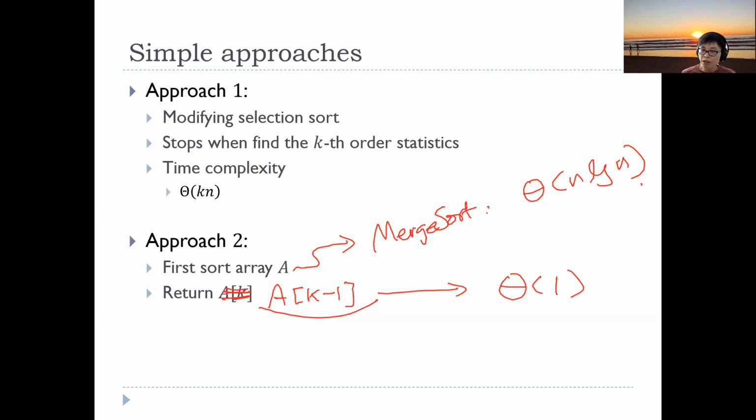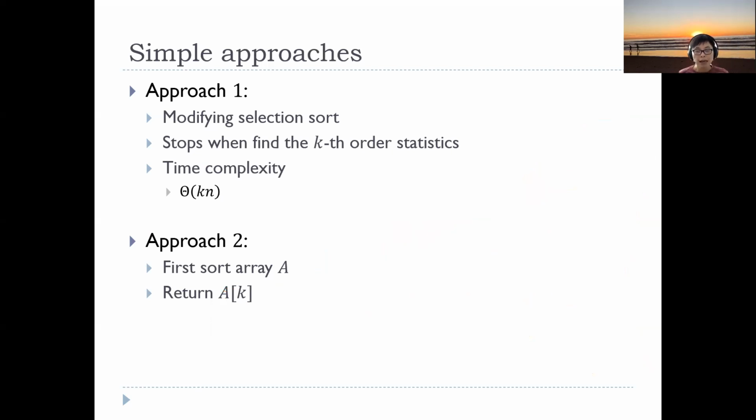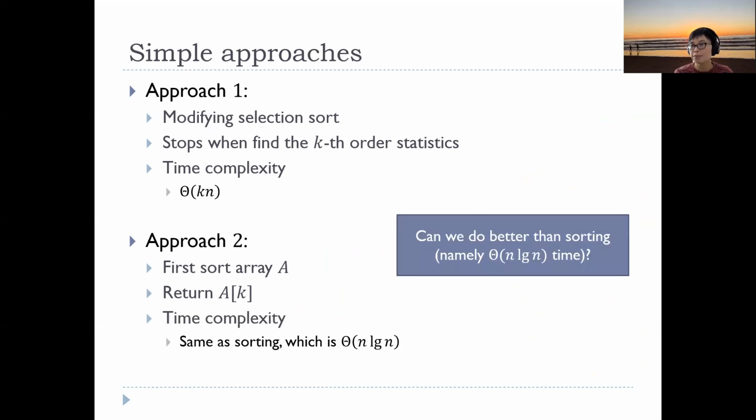So what is the total time of this approach? It is the sorting time plus the time to return in step 2, so the sorting dominates. By first sorting the array, we can improve the time complexity from the previous worst case of n squared to n log n for any k. It doesn't matter which index, which rank, you're looking for. So this is much more efficient. Now the question is, can we do better than sorting? Is sorting really needed?